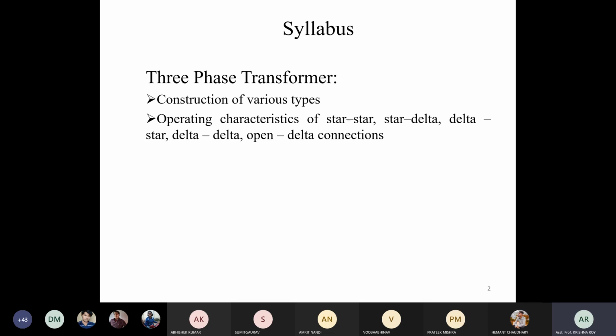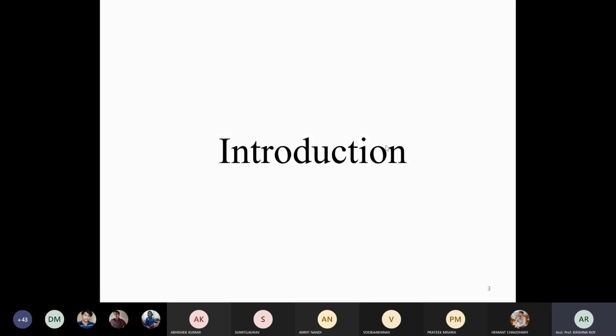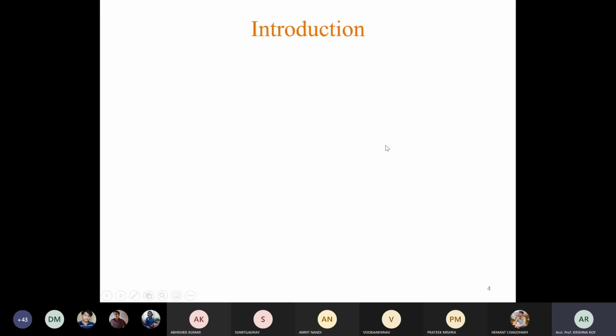So we will discuss the operation or operating principle of these type of transformers. And then is vector groups or phasor groups. Okay. So let us discuss some introductory concept.